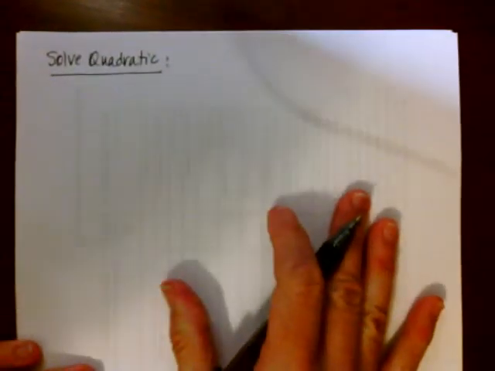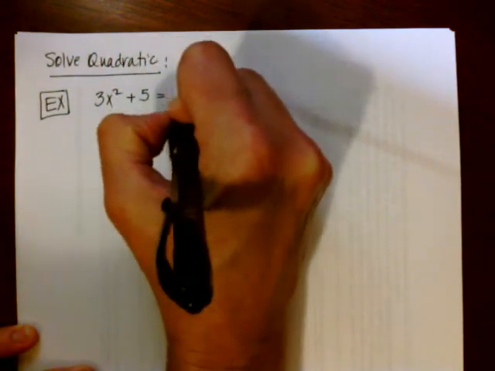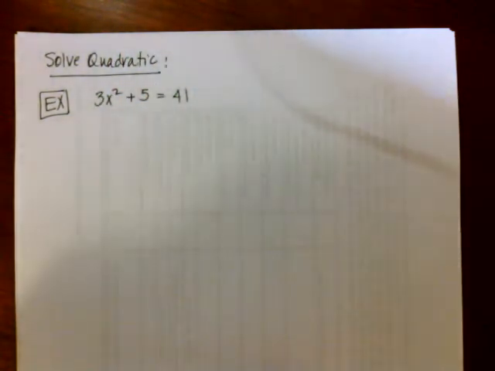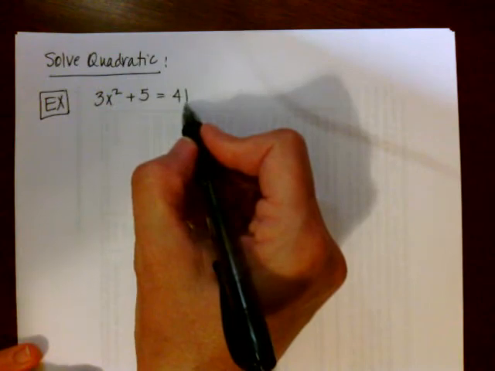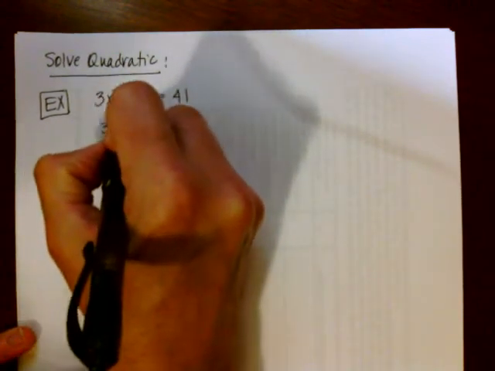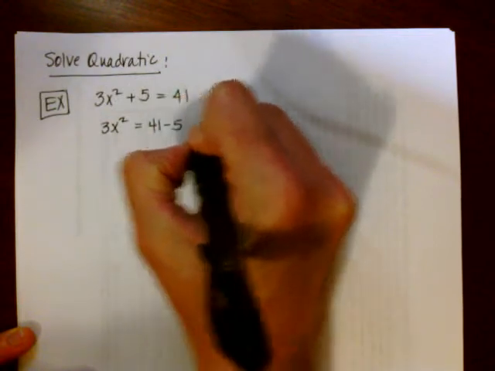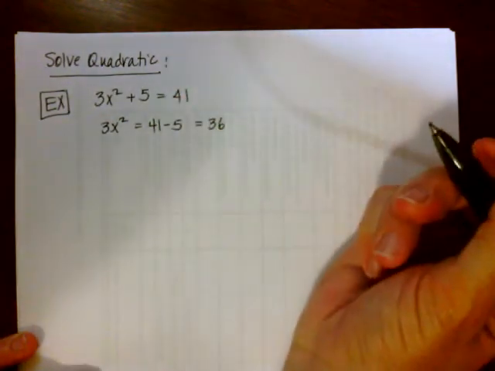All right, so now we've done some radical work. Now let's actually solve a quadratic. We've actually been solving quadratics in lots of different ways, but let's do an example. I'm given 3x squared plus 5 is equal to 41. Notice that there's not any other x terms, so I'm actually going to take the 5 to the right, and I'm going to get 3x squared is equal to 41 minus 5, which is going to be 36.